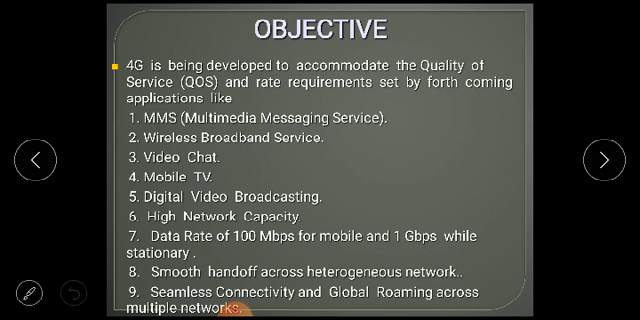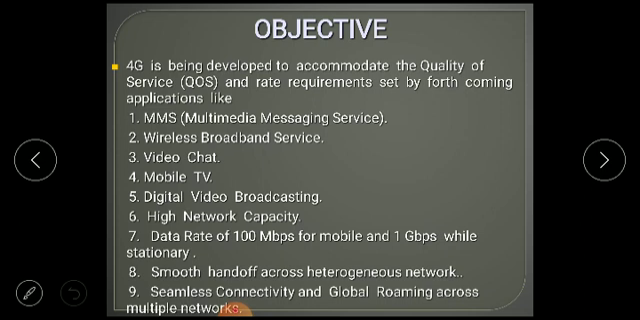And one of the main objectives is that it is developed to provide a data rate of 100 Mbps for mobile, and mobile means while moving, and 1 Gbps while we are stationary. And also smooth handoff. Handoff is nothing but when we are moving from one area to the other area, right? We will be in control of one base station in one area, that is a tower. We call the tower a base station, right? While we are moving from one particular area to another area, the services are handed over without interruption for our mobile.